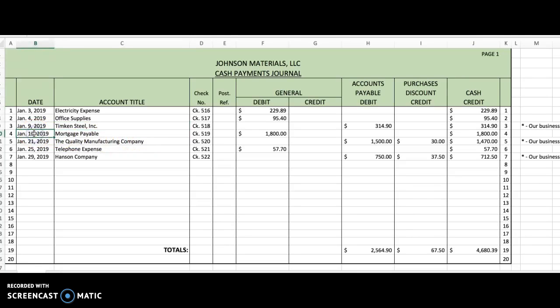Let's look at January 15th. We are paying a mortgage. Mortgage payable is a liability account. It's not accounts payable, but it is a liability account. We use check number 519, and we debit $1,800. And again, it's not accounts payable. It's a different liability account called mortgage payable.